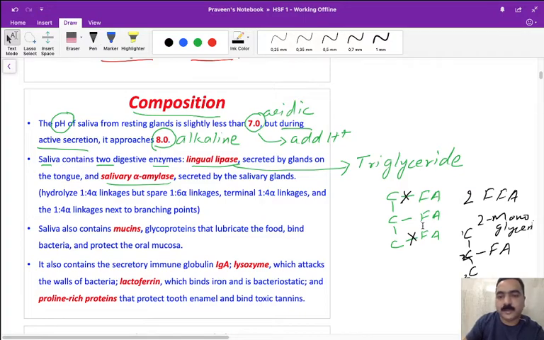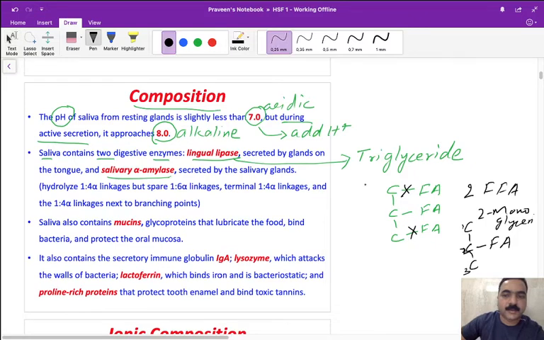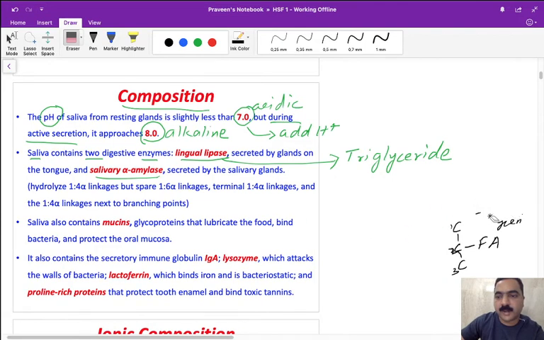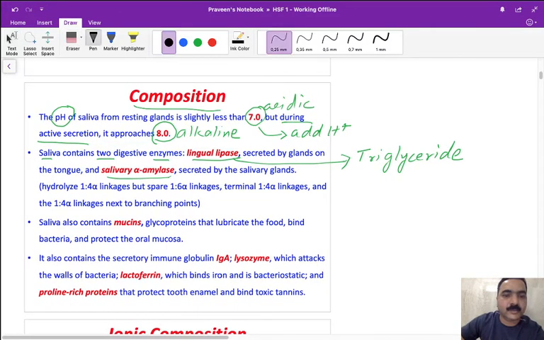So that's for the lingual lipase. Now let us see the amylase. What does the amylase do? Amylase breaks down carbohydrate. The major carbohydrate that we consume is starch. The starch contains glucose attached to each other.